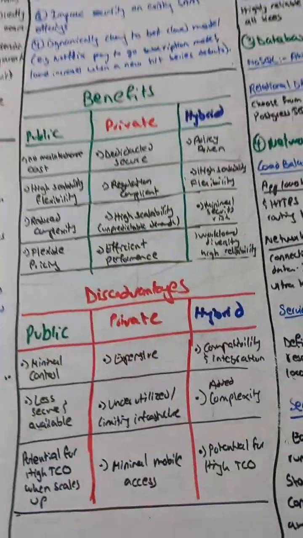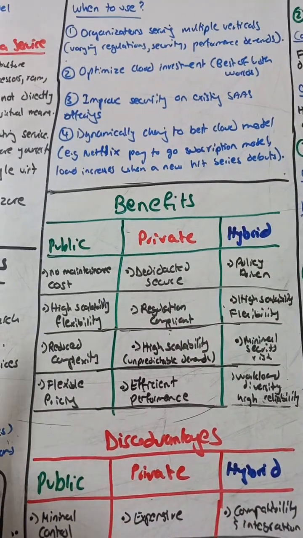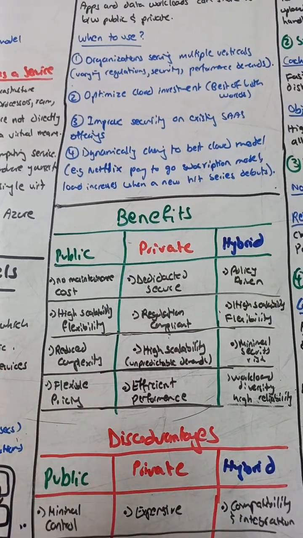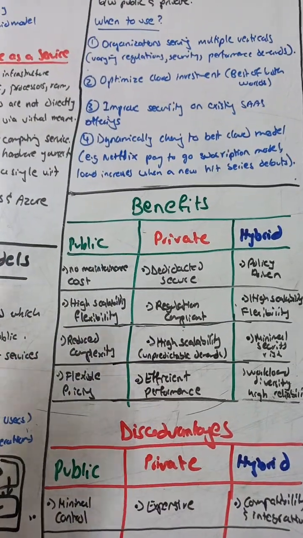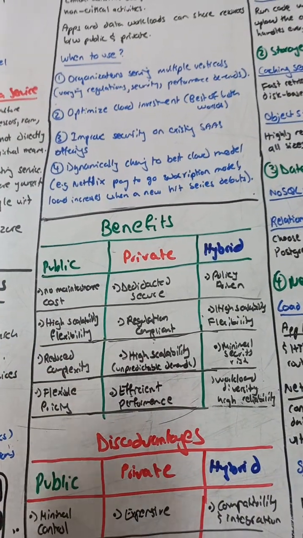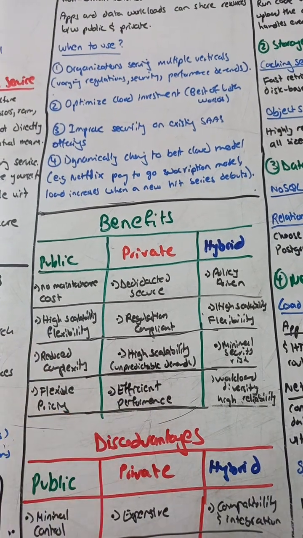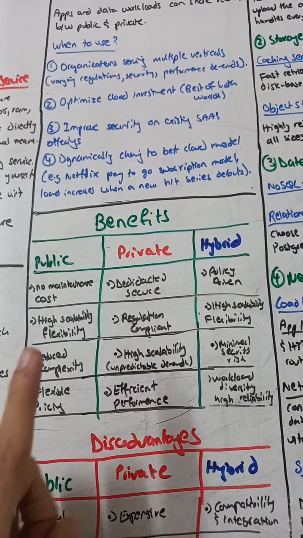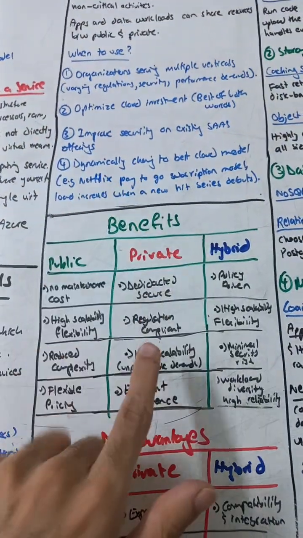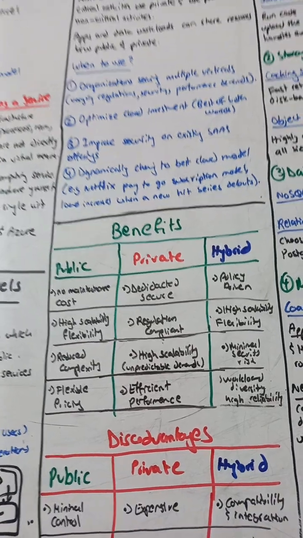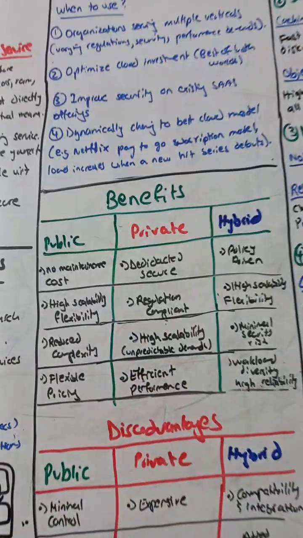Okay, so what are the benefits and disadvantages? The benefits of public are: one, it doesn't have maintenance costs. Two, it's flexible because it's very cheap. Three, high scalability and flexibility. And four, reduced complexity because it's very easy to use. For private: one, it's very secure. Second, regulation compliant. Three, highly scalable for unpredictable demands. While I was giving the example of Netflix, that was what I was referring to. And four, efficient performance because, since it's a private network, it's going to have very high performance.